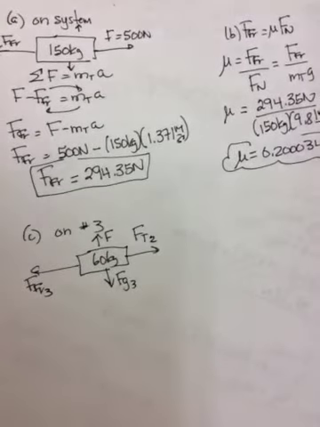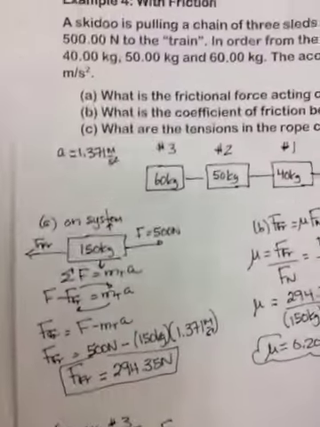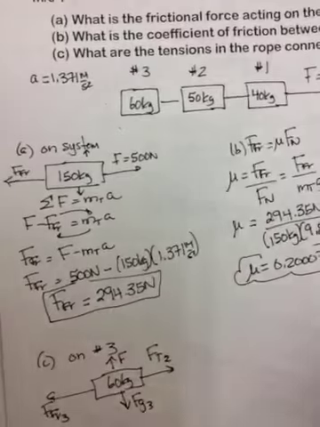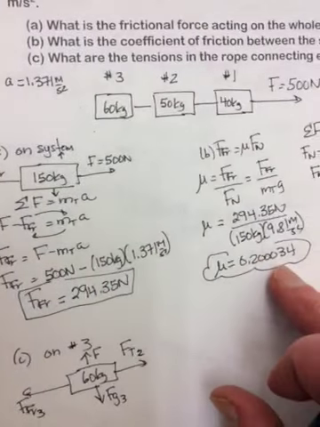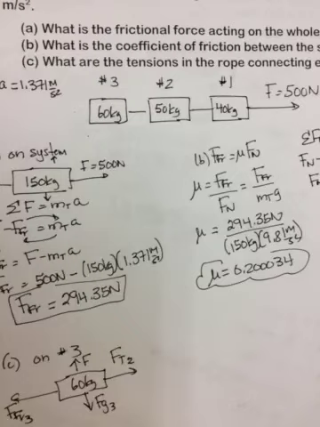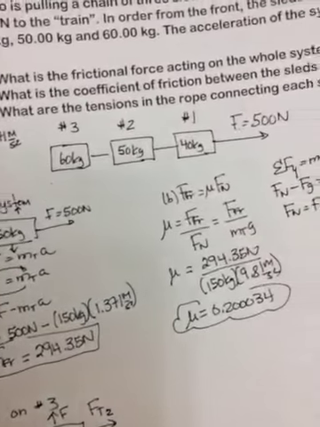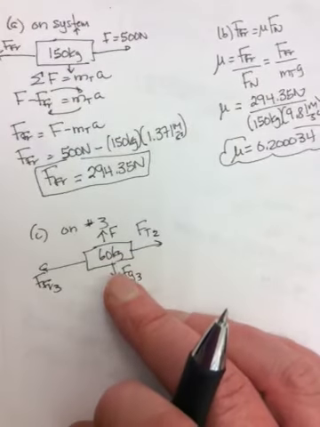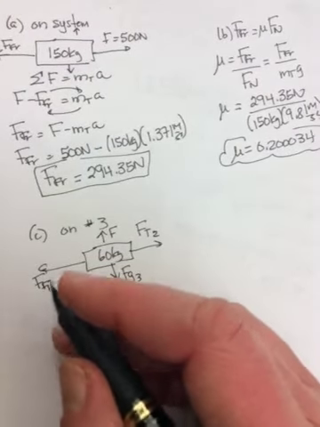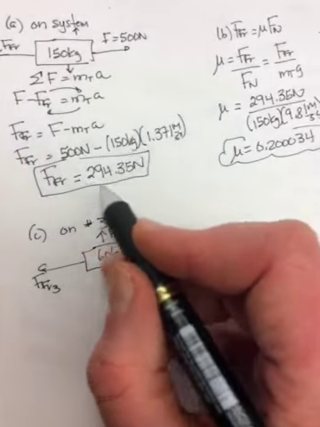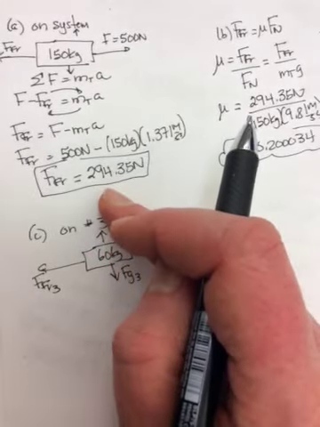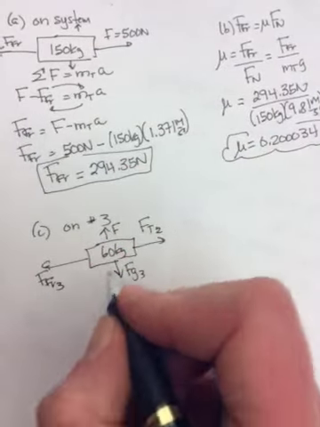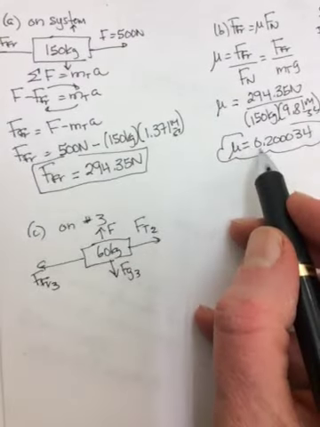Okay, so finishing example number 4 on this sheet, which is the back of the example number 3 sheet. We already found the friction on the system, part A. We found the coefficient of friction for the system in all the boxes. And now we're working on the tensions in the rope that are connecting each sled. So we started on the back sled, and we need to find the friction on number 3. It is not going to be the friction that we found on the whole system. That's the total friction, the 3 frictions added up. So we need to find this friction, and we can because we have the mu.